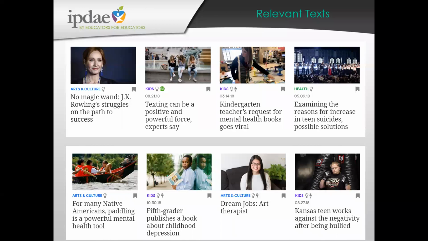They tend to be high interest, and one of the beautiful things about this program is that it will differentiate the lexile levels for you, so we don't even have to do that. It allows us in a mixed level classroom to read the same article, about the same topic, and it will differentiate the lexile levels for your students. So for example, let's take the article "Texting can be positive and a powerful force, experts say." You can read that same article in a class, and one student can have an easier level of the text than another student. They don't even have to know that they have different versions of the text because you're all reading and talking about the same conversation.